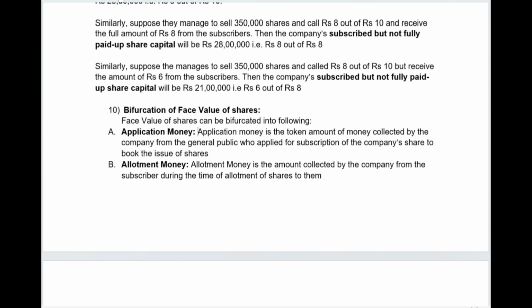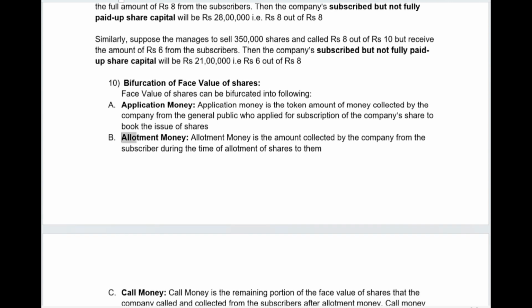So first of all, when a company issues shares in the market, it collects only application money. Application money is a certain amount of token money which a purchaser or the subscriber has to pay for buying or subscribing the shares of the company. For example, if a company issues 10,000 equity shares at the face value of rupees 10 each, and the application money is rupees 2, then the subscriber has to pay rupees 2 for purchasing shares from the market.